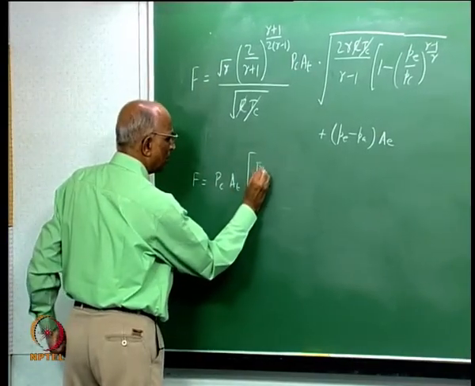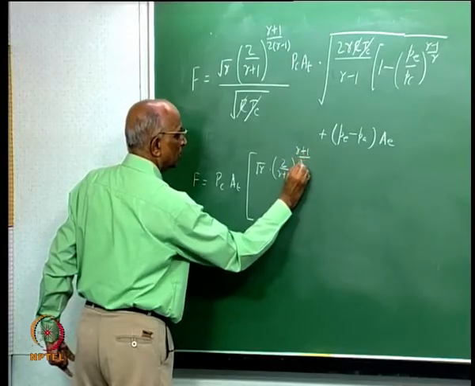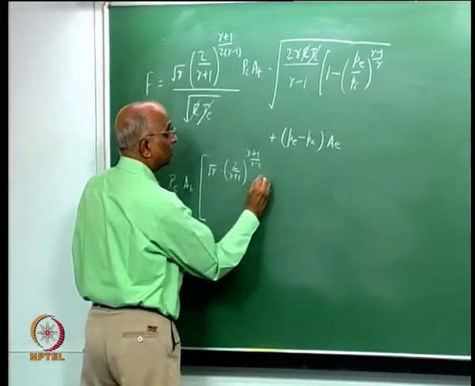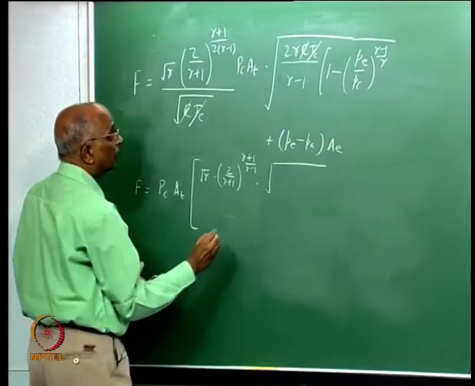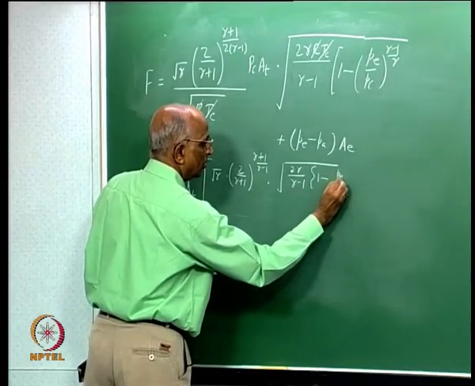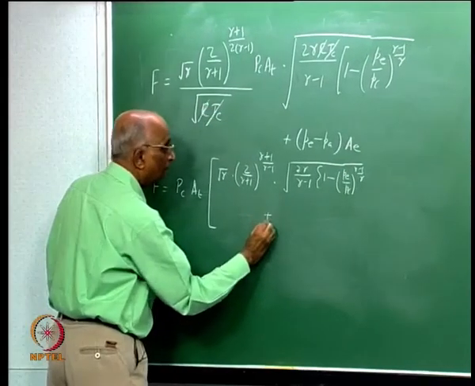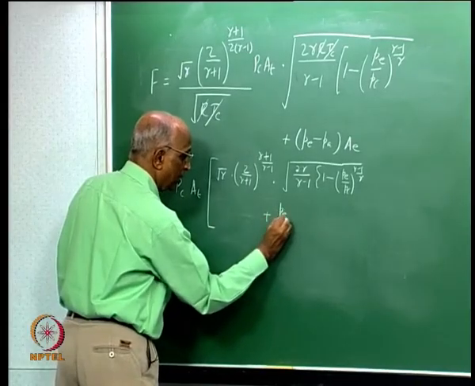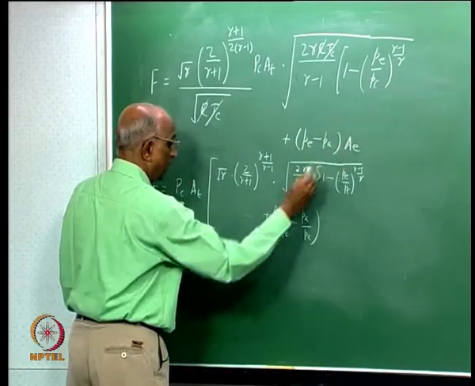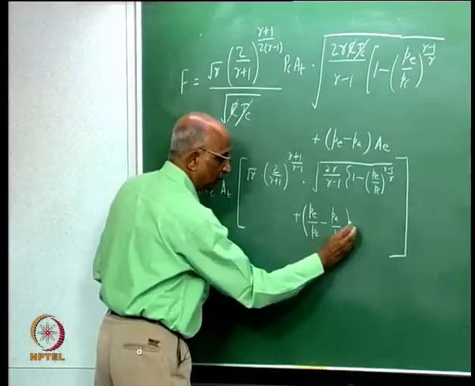and therefore my expression for the thrust is equal to Pc At into, now I look at these numbers, I still carry under root gamma, 2 over gamma plus 1. Pc At is taken outside, RTc is gone, I still have under root of 2 gamma by gamma minus 1 into 1 minus (Pe by Pc) to the power gamma minus 1 by gamma, plus now I have Pe by Pc minus Pa by Pc into Ae by At, which is epsilon, the area ratio Ae by At.